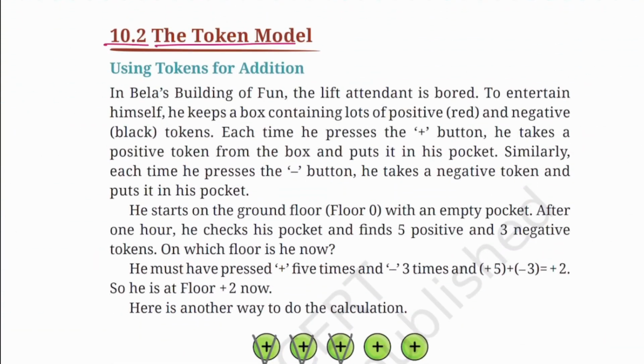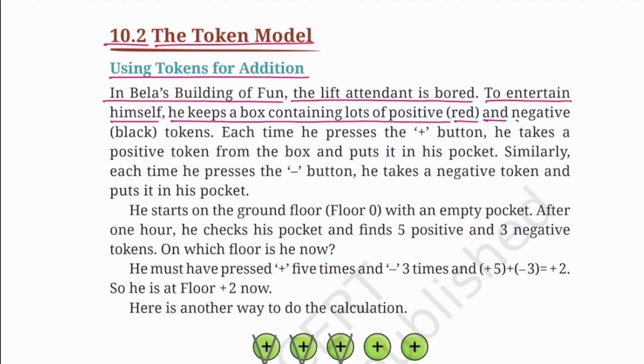10.2 The token model. Using tokens for addition. In Vela's building of fun, the lift attendant is bored. To entertain himself, he keeps a box containing lots of positive red and negative black tokens.